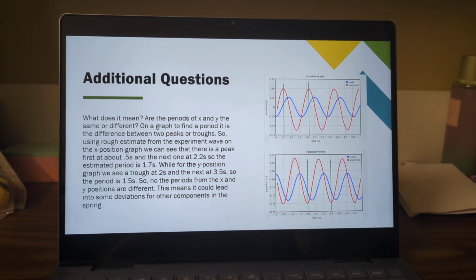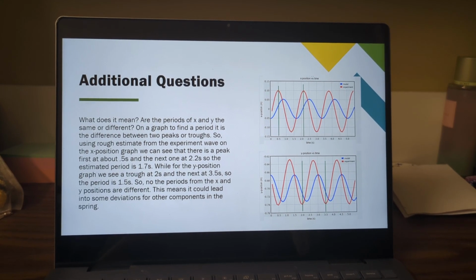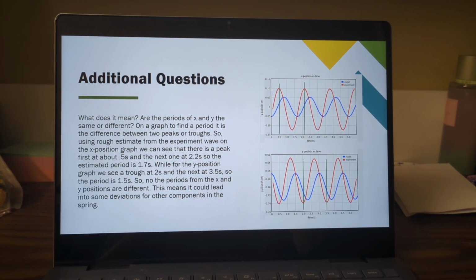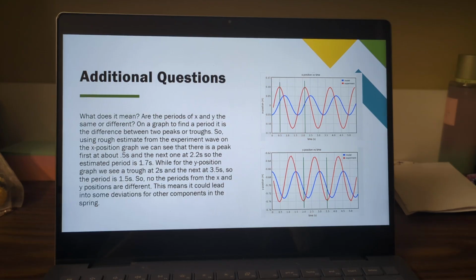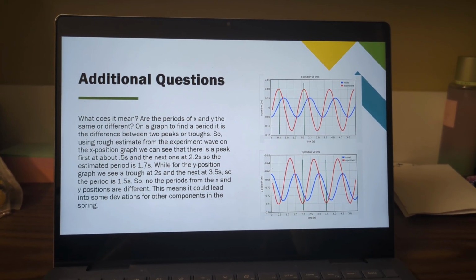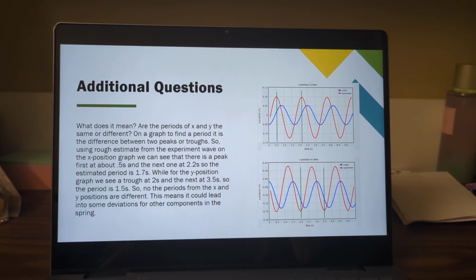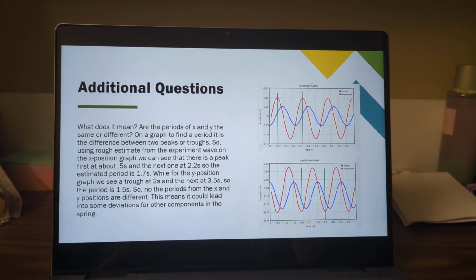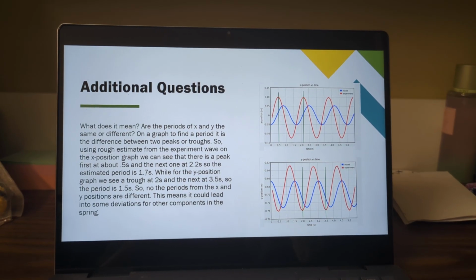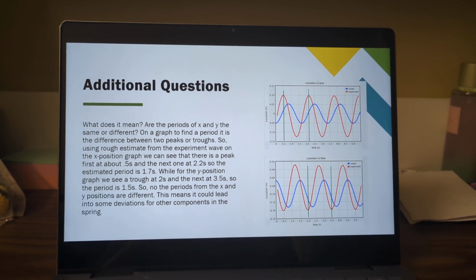What does this mean? Are the periods of x and y the same or different? On a graph, to find a period, it is the difference between two peaks or troughs. So, using a rough estimate from the experiment wave on the x position graph, we can see that there's a peak first at 0.5 seconds and the next one at 2.2 seconds, so the estimated period is 1.7 seconds. While for the y position graph, we see a trough at 2 seconds and the next at 3.5 seconds, so the period is 1.5 seconds. So no, the periods from the x and y positions are different, so this could lead to some deviations from other components in the spring.